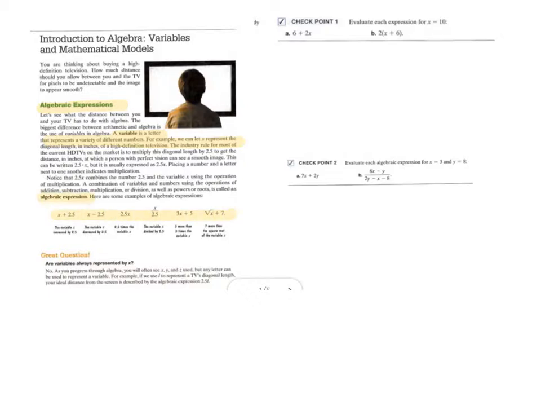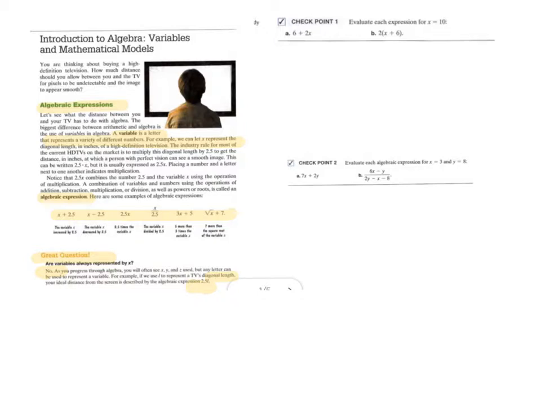Now, the question that we might ask ourselves is, are variables always represented by x? And the answer is no, they're not always represented by x. Sometimes we can use y, z, or any letter at all, as long as we know what that letter stands for. So if we were talking about the length of a TV, we might want to use L, as demonstrated here. Now let's look at problems where we will substitute.